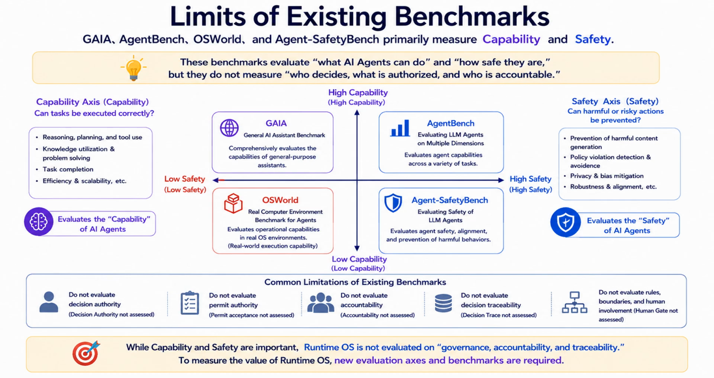These questions cannot be adequately evaluated through capability or safety scores alone. If AI agents are going to participate in real decisions and executions within enterprises and society, we also need to evaluate governance, accountability, and traceability. That means Runtime OS requires a different set of evaluation dimensions from conventional agent benchmarks. So, let's define what those evaluation dimensions should look like.